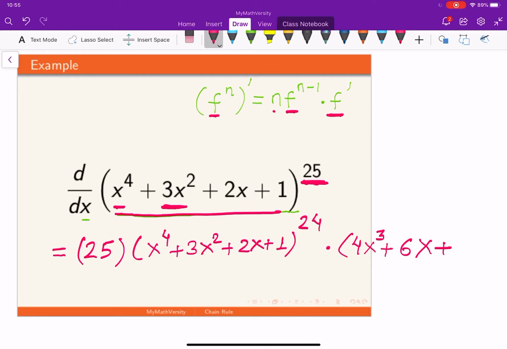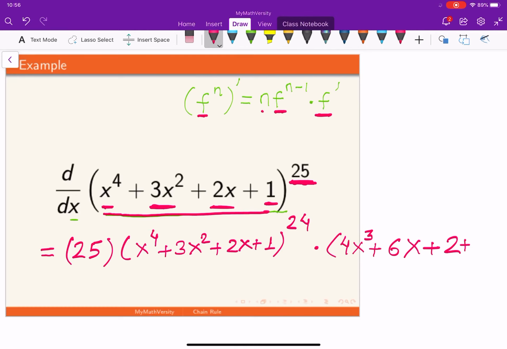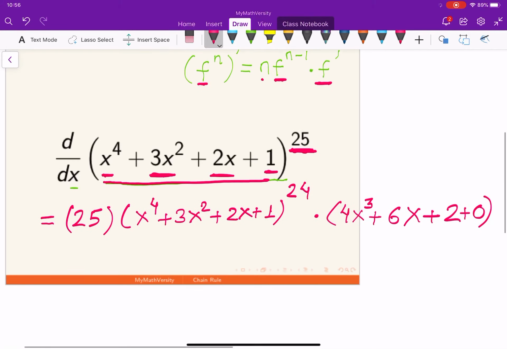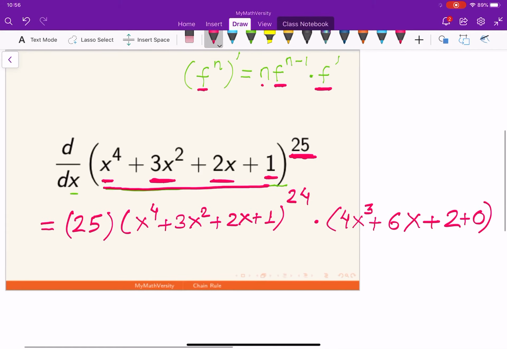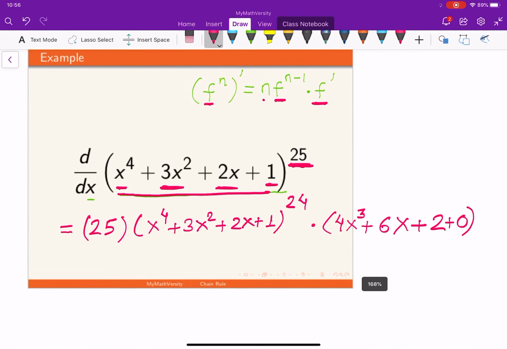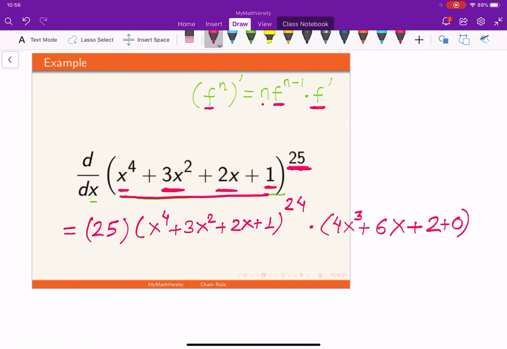Plus, now we just need to find the derivative of 2x with respect to x, which is 2 times the derivative of x with respect to x, which is just 1. So 1 times 2 is 2. And then plus the derivative of 1 with respect to x. 1 is a constant, so the derivative of that with respect to x will be 0. So this is the proper use of the generalized power rule to find the derivative of the given function.